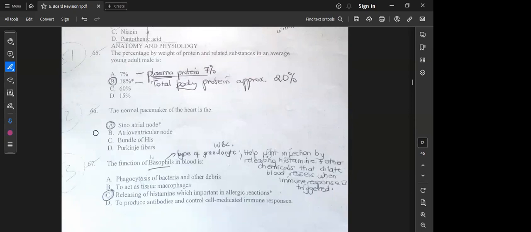Then the function of basophils in blood is, so maybe we trace back and ask, where do basophils come from? They come from the bone marrow, from the myeloid part, and they're part of the granular cells, if I'm not lying to you. So what's the function of these basophils? The granular lymphocytes, I think it was.